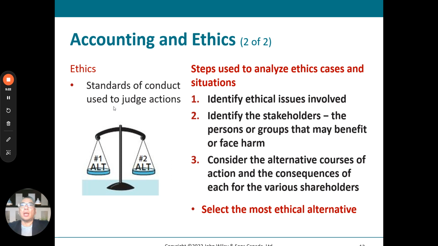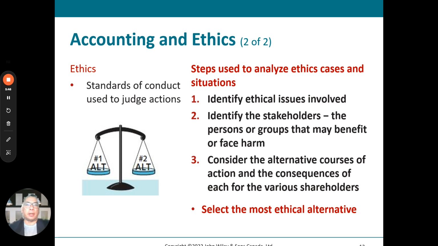Number one, identify the ethical issue involved. Number two, identify the stakeholders, and the person or group that may benefit or face harm. And number three, consider the alternative courses of action and the consequences of each for the various stakeholders, and select the most ethical alternative.